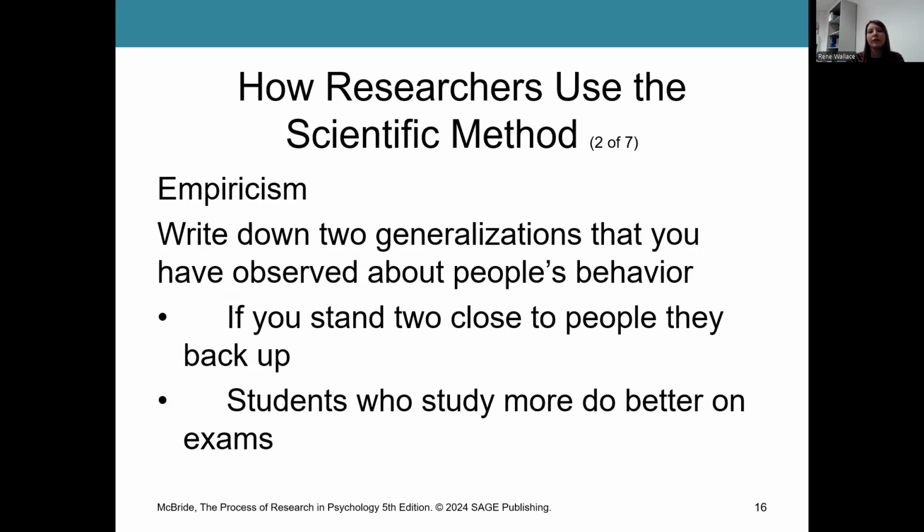So another exercise, pause the video in a second, right? After you write down 2 generalizations that you've observed about people's behavior. So 2 examples that I have: if you stand too close to people, that's a typo. I know that that's the wrong 2. So you're secretly judging me in your heart, but I see that now, and that is incorrect. If you stand TOO close to people, they back up. Students who study more do better on exams. So pause the video, and then write down 2 generalizations that you know to be true or that you've observed about people's behavior. Okay, you unpause the video.